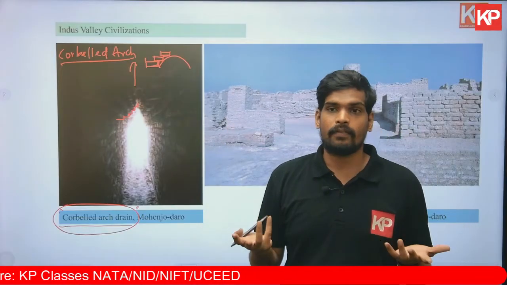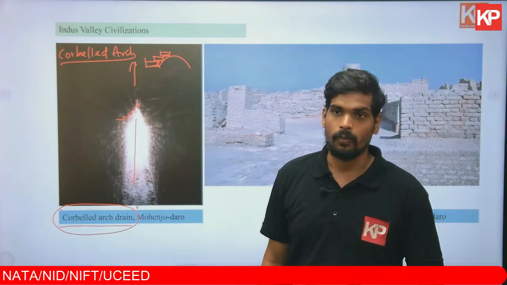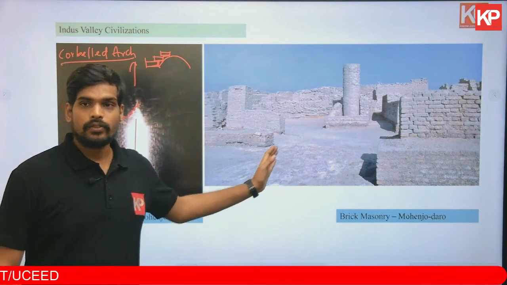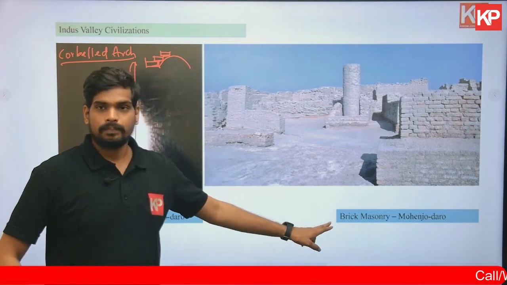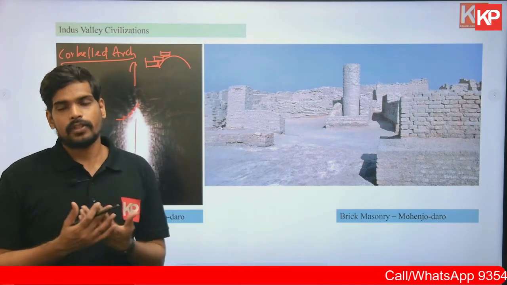So nothing is visible from the top, but underground there is a huge drain for wastewater to flow, and also rainwater. These are some remains of Mohenjo-daro, and you see all these structures are made out of bricks itself. So brick masonry is nothing but brick construction. So bricks were used in the construction.